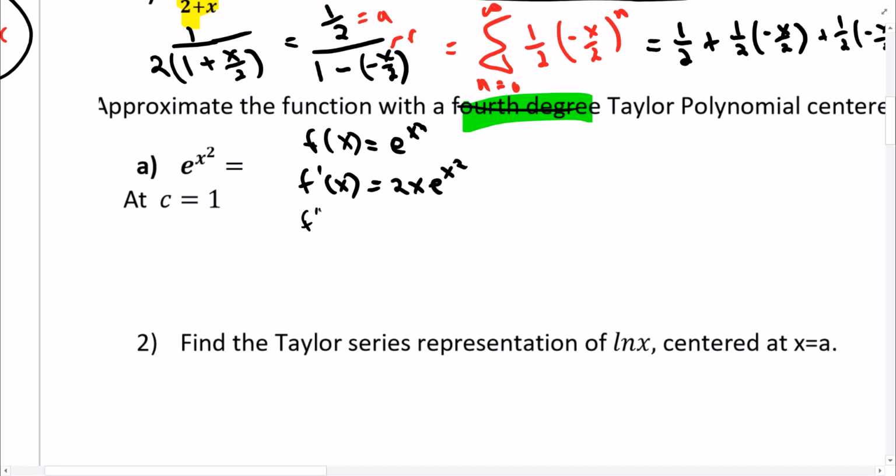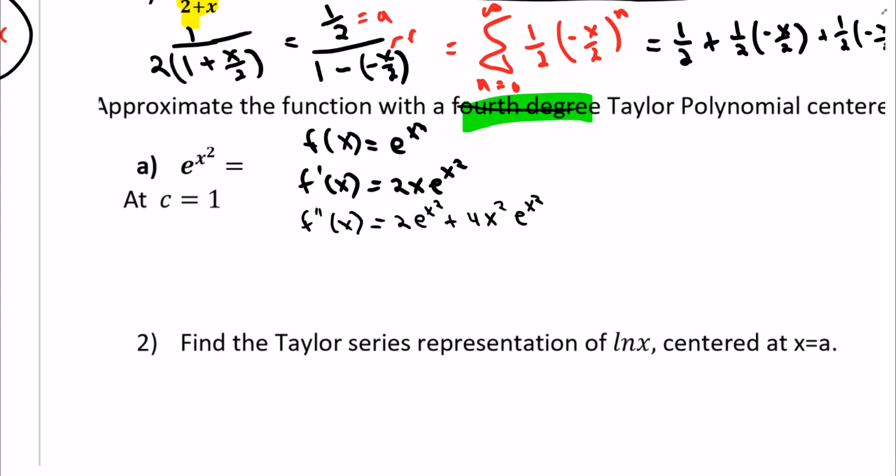The second derivative is going to require chain rule, derivative of this times this plus, this is going to end up being 4x squared e to the x squared, right? It's basically 2x times the derivative of e to the x squared, which is 2x e to the x squared. So 2x times 2x is 4x squared. So you get this. And we can keep going.